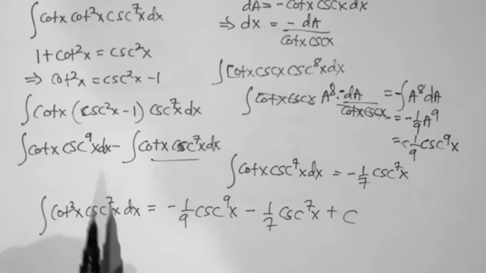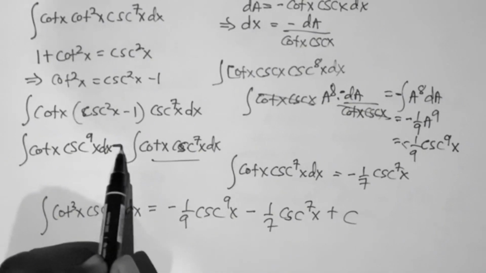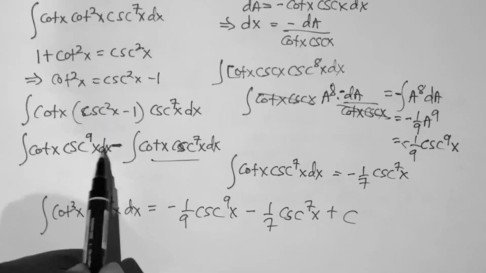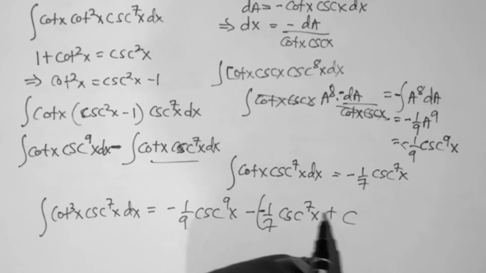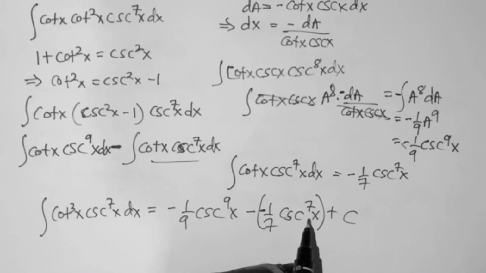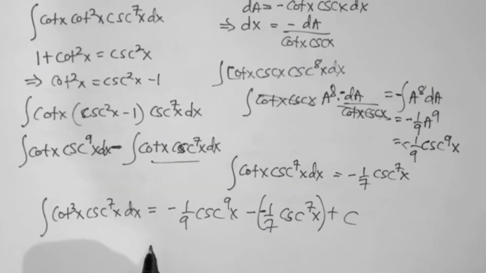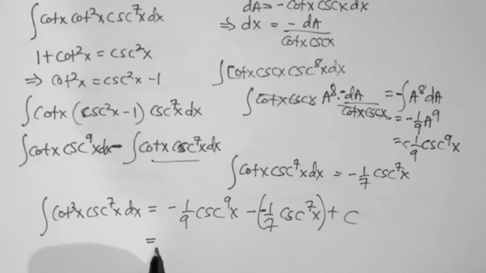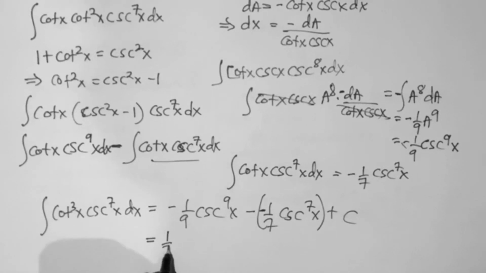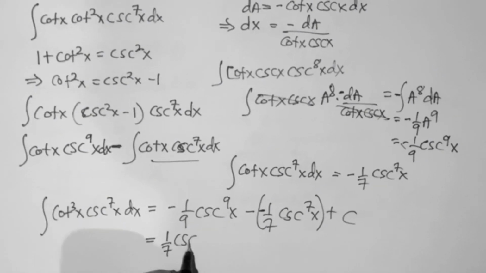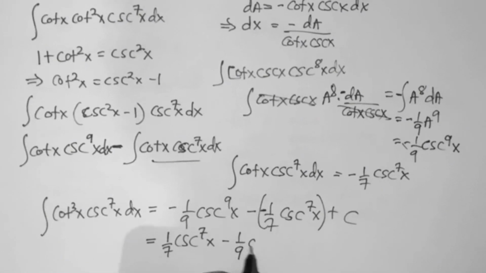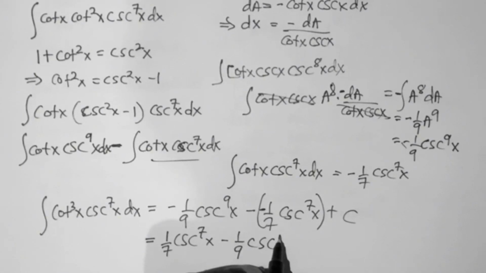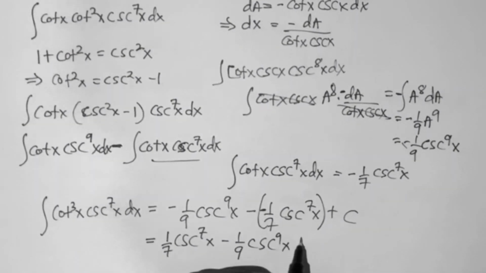Sorry, I made a mistake. Here is minus. So because there is a minus here, then here will become minus 1 over 7 cosec exponent 7x. So the final answer becomes 1 over 7 cosec exponent 7x, then minus 1 over 9 cosec exponent 9x plus c.